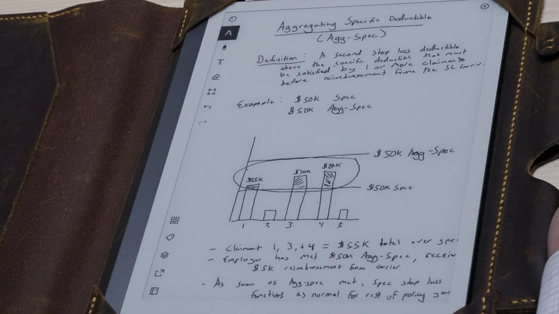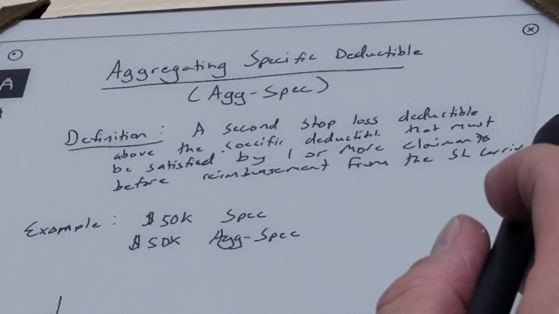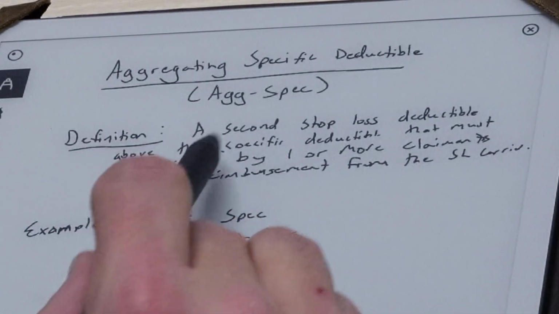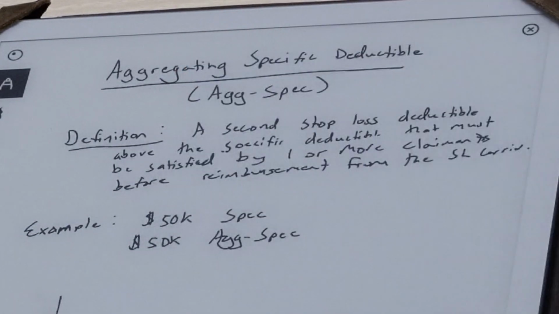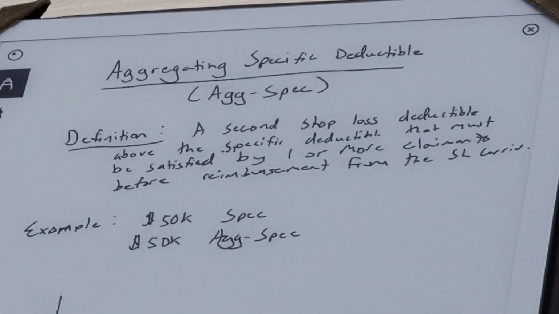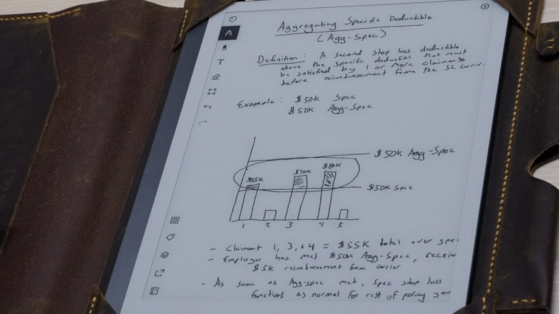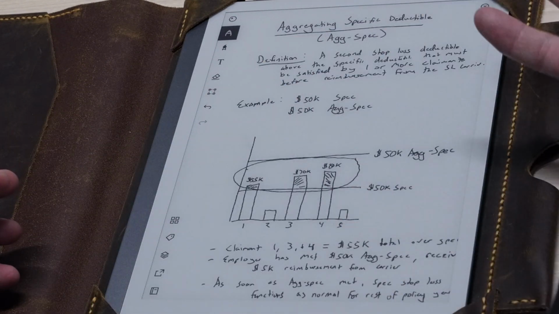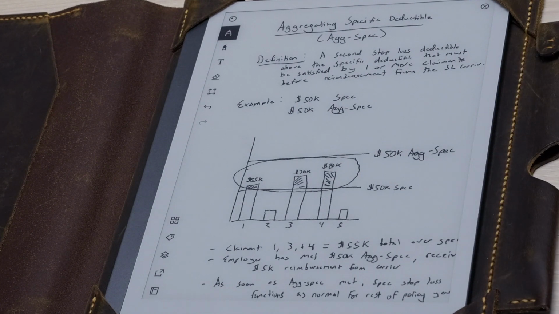Okay, so what is an agg-spec? I'm just gonna go ahead and define it first, and then we have a visual to help you understand it. So an agg-spec is a second stop loss deductible above the specific, you got my bad handwriting there, above the specific deductible that must be satisfied by one or more claimants before reimbursement from the stop loss carrier happens. And so when I say one or more claimants, I'm going to explain that ultimately multiple claimants can combine in order to satisfy that second layer. Think of it almost like a family deductible.